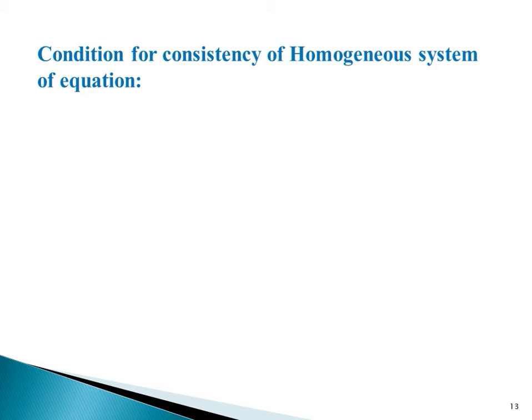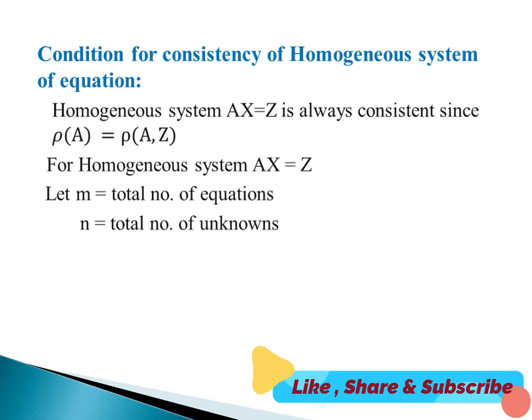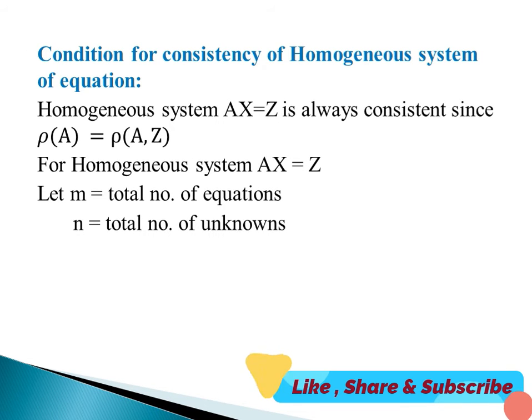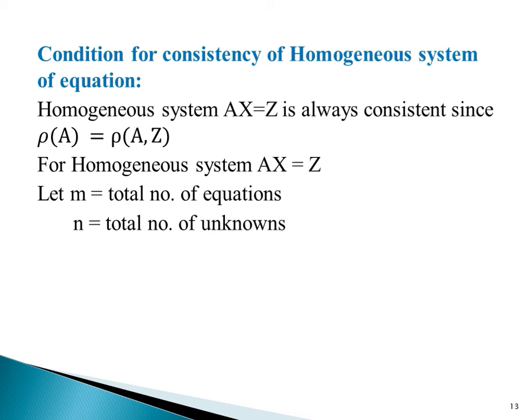Now there is a condition for consistency of homogeneous system of equations. Okay, so a homogeneous system Ax equal to Z is always consistent. Remember this, because rank of A is always equal to rank of AZ. Okay, so for homogeneous system Ax equal to Z, again we let M be the total number of equations, N the total number of unknowns.